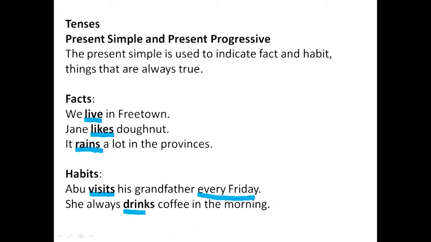So Abu is playing, Karim is singing, Alpha is dancing. Okay. So the key difference between present simple and present progressive is that present progressive expresses or indicates an action that is ongoing, that will stop sooner or later. An action that is happening now that will stop sooner or later.